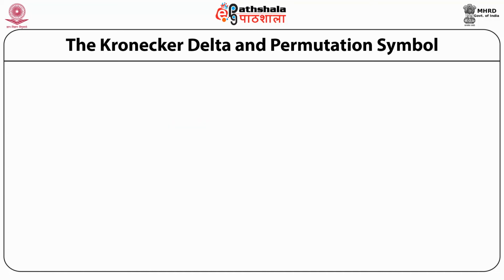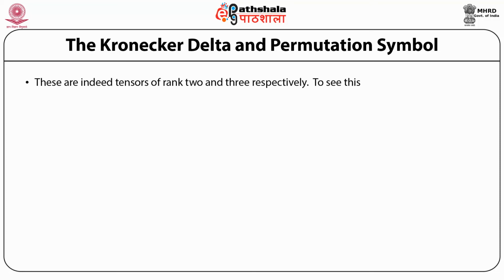The Kronecker delta and permutation symbol as tensors. We have so far defined Kronecker delta and permutation symbol simply as objects having specific components. But these are indeed tensors, in the sense they have the required transformation properties under rotations. To see this, del dash ij equals aik ajl del kl, equals aik ajk, equals del ij, which implies that it is a tensor of rank 2.